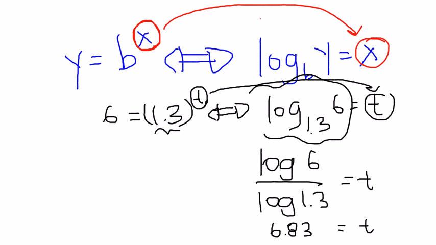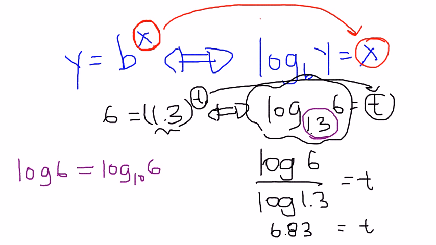The reason why is your calculator works in base 10, meaning right now, if you put in log of just 6, that's not going to work because it's not log 1.3. What your calculator does is log base 10 and then puts in 6. So whenever we don't have a base that's 10, you have to do this thing.